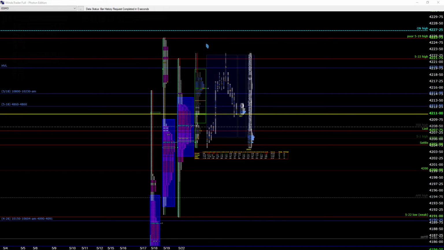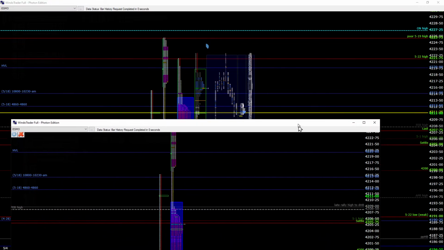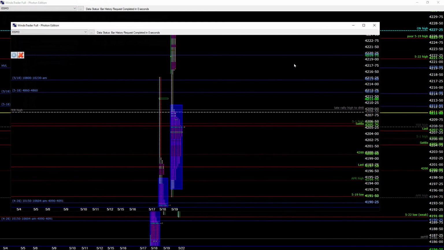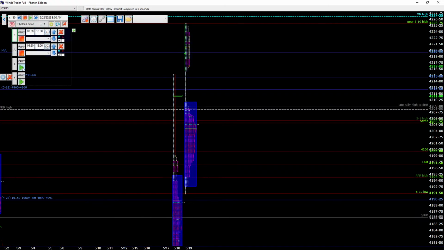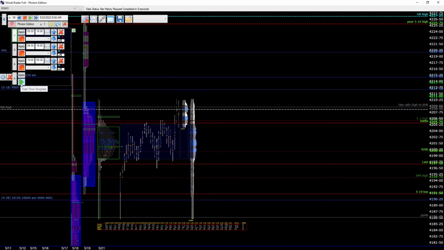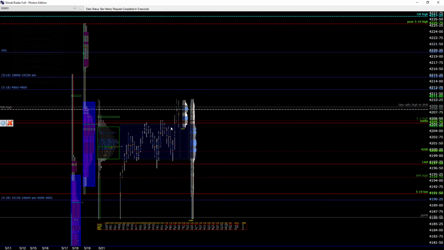The first thing, a really interesting, good feature that this charting platform, Windows Trader, has is the replay feature. I have set a replay of yesterday. This is yesterday before the opening. We were talking about how Friday gave us two distributions here. We had the upper distribution, the lower distribution, no excess in the high.